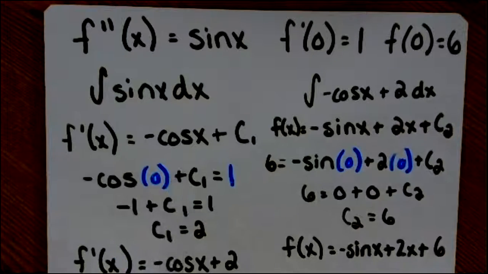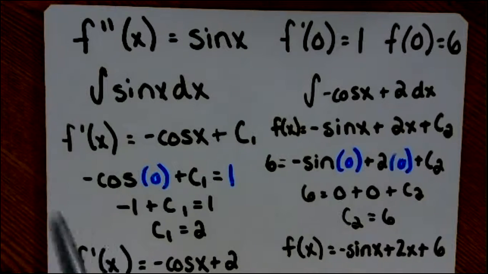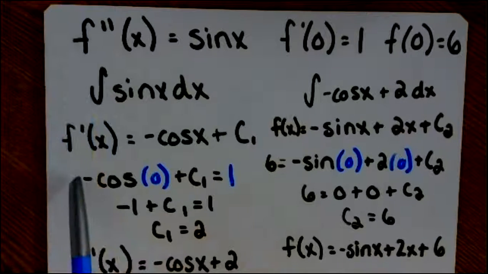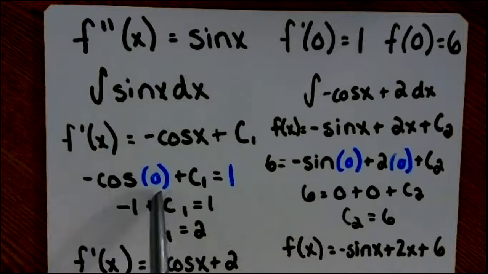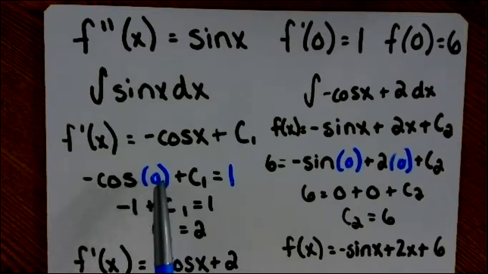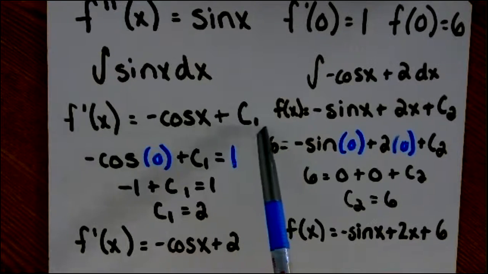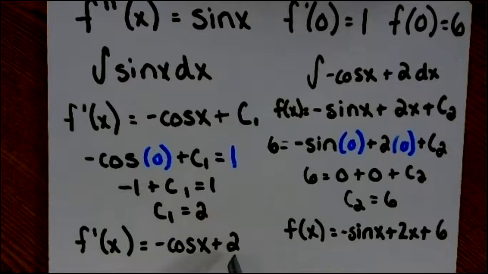So my first condition was that f prime of 0 equals 1. So I'll take that first derivative, because when I integrate the second derivative, I get back to the first derivative. Put a 0 in for x, set it equal to 1. Well, cosine of 0 is 1. 1 times negative 1 is negative 1. So negative 1 plus c equals 1. Add the 1 over, and I get my first constant equal to 2. That means my first derivative is negative cosine x plus 2. So instead of c, I put plus 2.